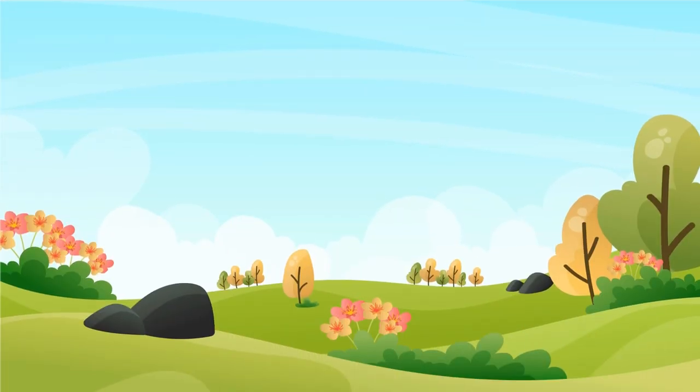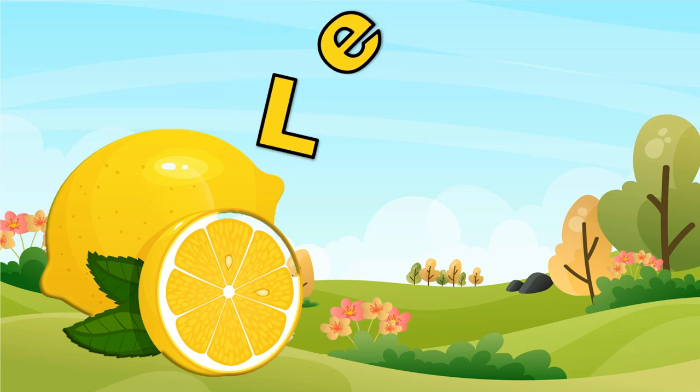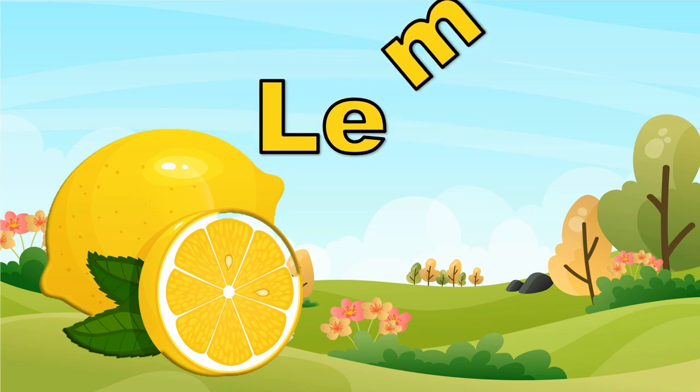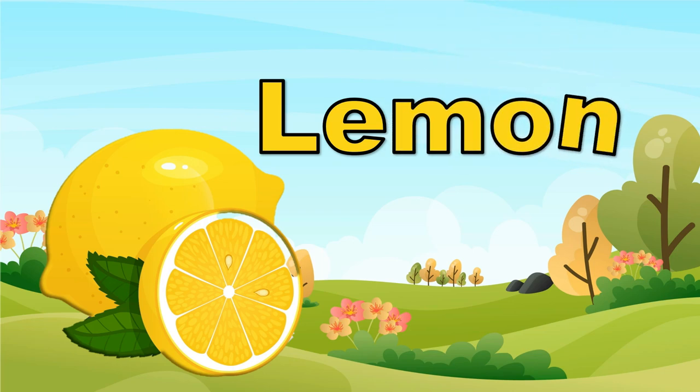Let's test your skills with this one. What picture do you see? Correct! It's a lemon. Let's spell the word lemon. L-E-M-O-N. Lemon.